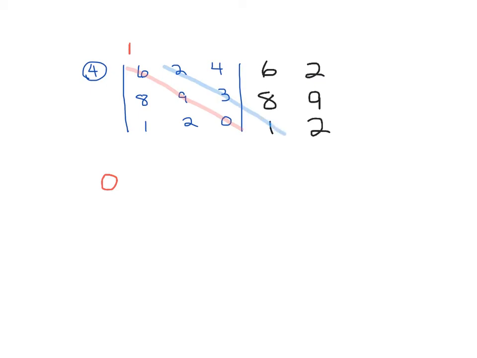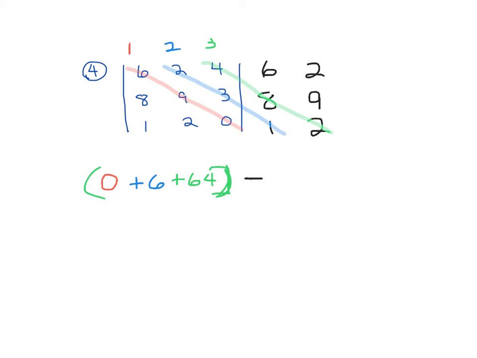2 times 3 times 1. It's going to give me 2. That's my column 2, so I get plus 6. Then my third column. Go down this diagonal. 4 times 8 times 2, and I get 64. Now I'm going to subtract going up from bottom to top.